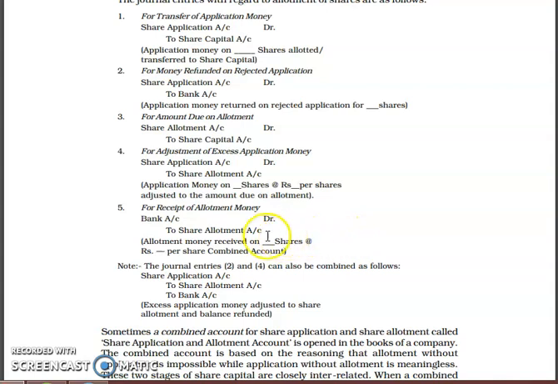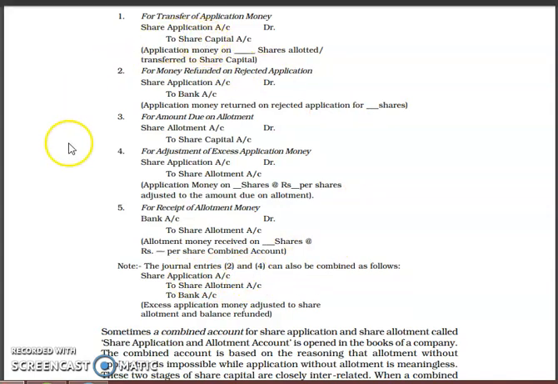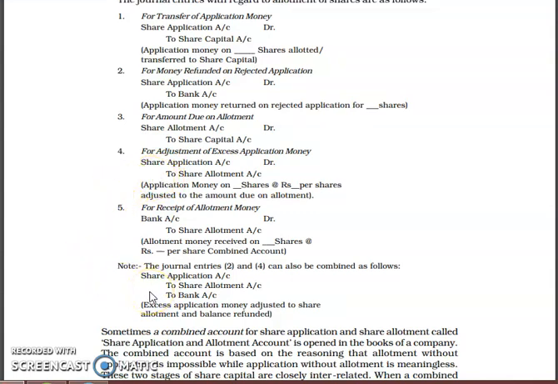Now, this entry can be a combined entry, where you can show the first entry, Share application account debit to Share capital, then the second entry, Share application to Bank, and the fourth entry. So the first, second and fourth entries can be a combined entry. The entry will be as follows: Share application account debit to Share capital, to Share allotment, to Bank. This can be shown like this.